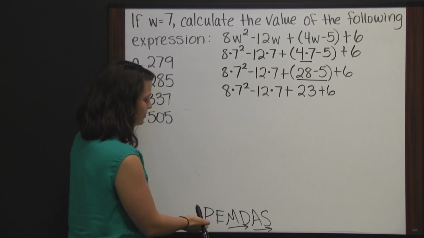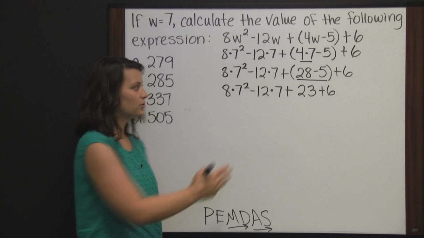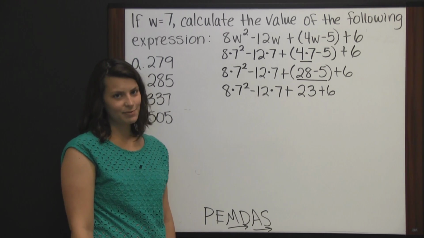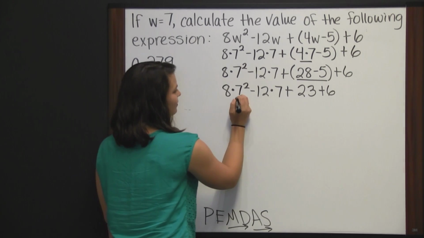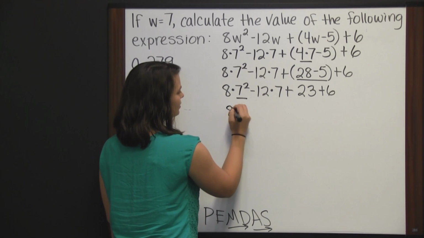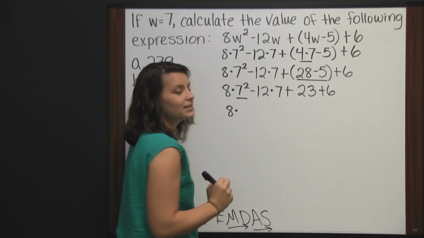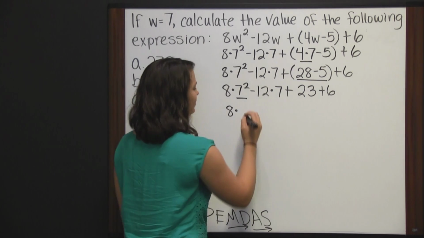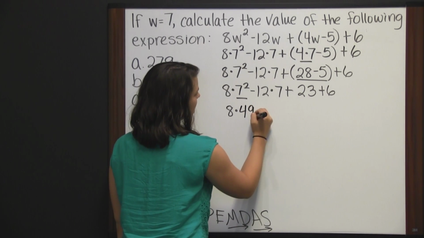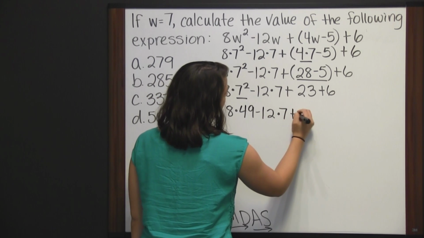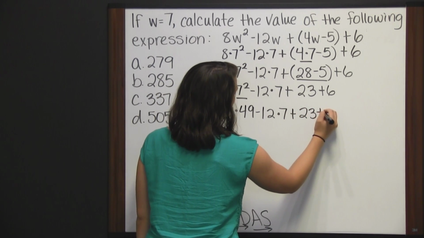Now if we go back to PEMDAS, after parentheses, which we have no more of, we then simplify any exponents. And we do have exponents right here, 7 squared. So that's what we'll do next. 8 times 7 squared means 7 times 7, and that's 49. Minus 12 times 7 plus 23 plus 6.